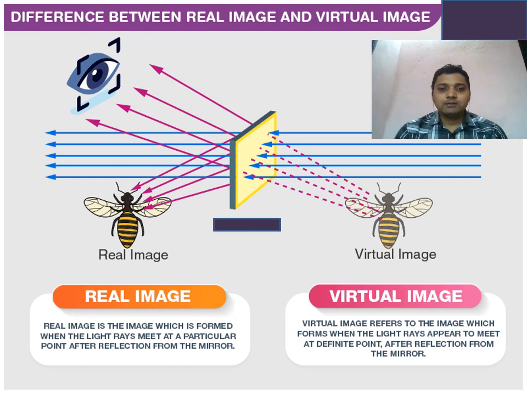A real image is where all the light rays actually meet at a point after reflection from the mirror. If they only appear to meet, like in a plane mirror where we observe that the image is inside the mirror, that is a virtual image. In a virtual image they appear to meet at a point, but in a real image they actually meet. But there are still certain differences between real and virtual images that we discuss here.